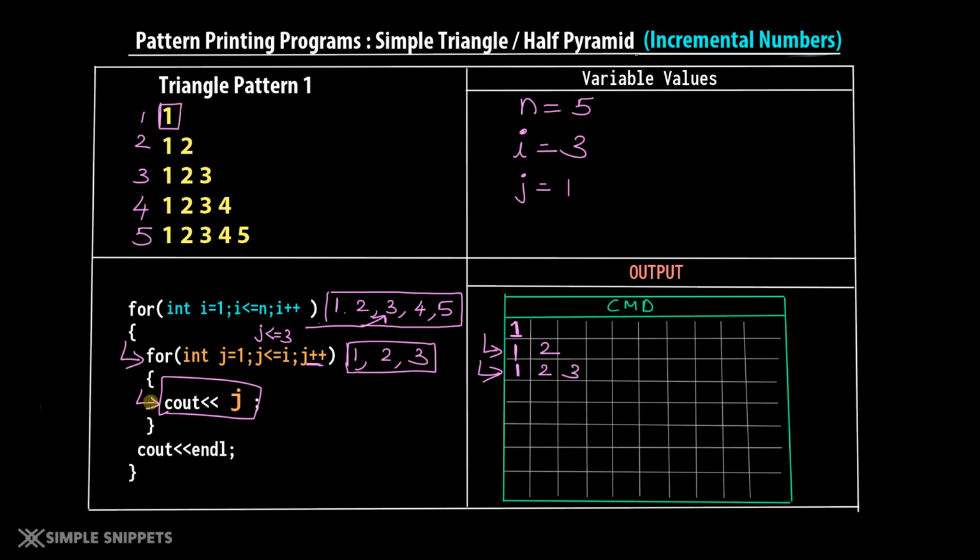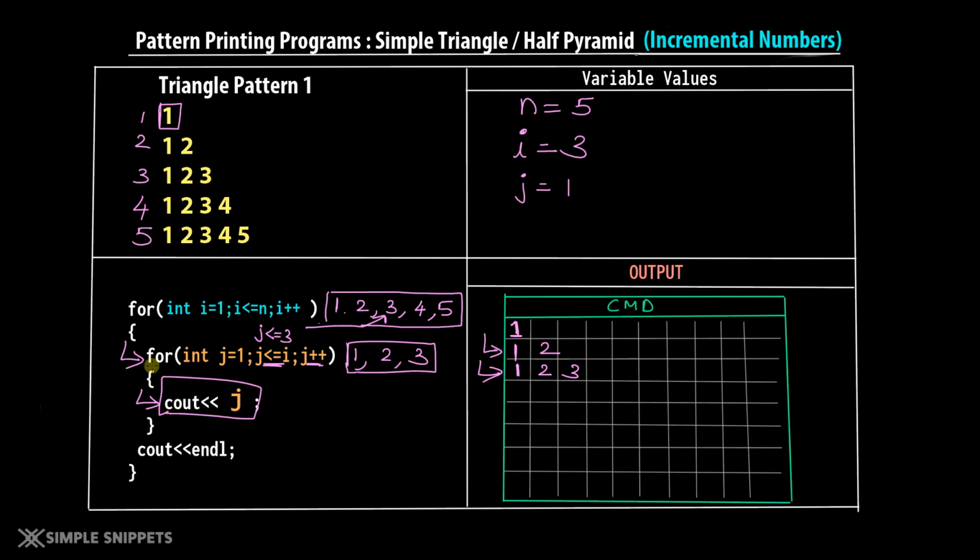I hope I am not going very fast and now you've got a hang of it. If you feel I'm going fast, just take a pencil and paper, pause this video and dry run this code yourself. You'll get the hang of it and you'll understand why this condition is more important and it is playing a huge role in printing out this pattern.